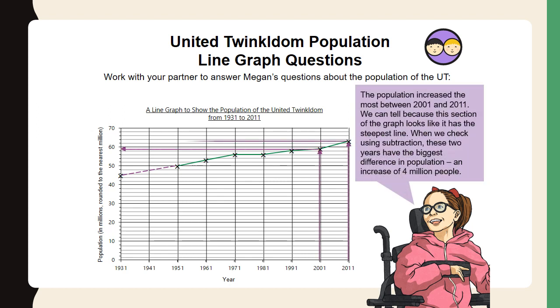So the population increased the most between 2001 and 2011. We can tell because this section of the graph looks like it has the steepest line. When we check using subtraction, these 2 years have the biggest difference. Remember, that's the amount from between one number to another, and if we subtract the lesser one from the greater one, we find the difference in population, which is an increase of 4 million people. So from 2001 to 2011, there was an increase of 4 million people.